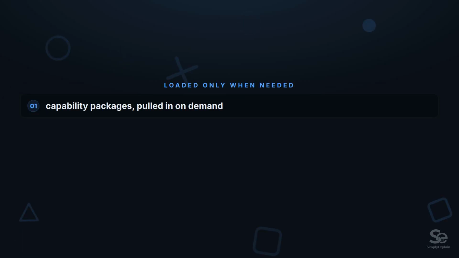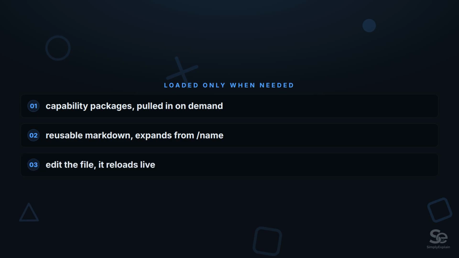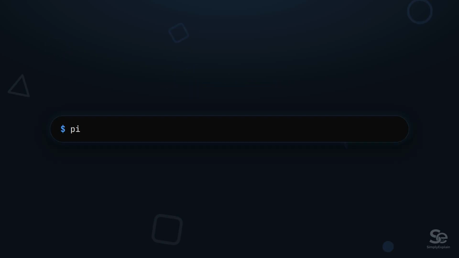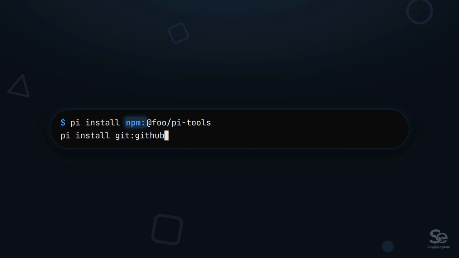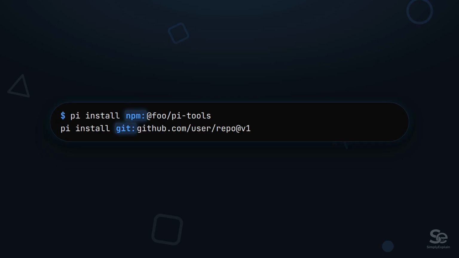Skills are capability packages, loaded only when a job needs one. Prompt templates are markdown that expands from a /command, and themes reload the moment you save them. Bundle your extensions, skills, and prompts into a package, and install anyone else's from a registry or a Git repository.